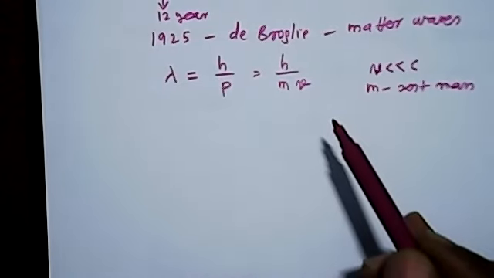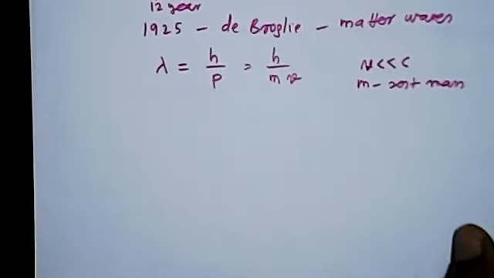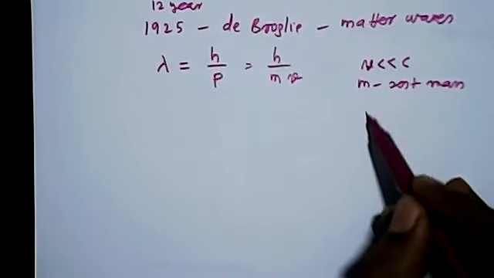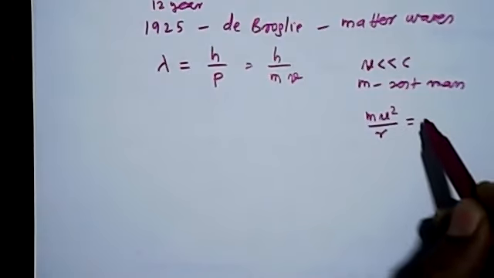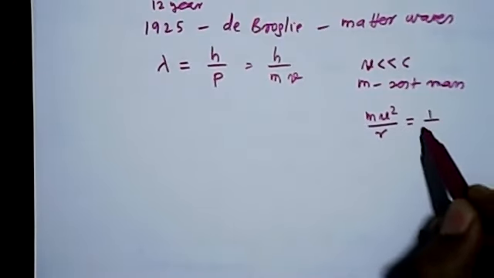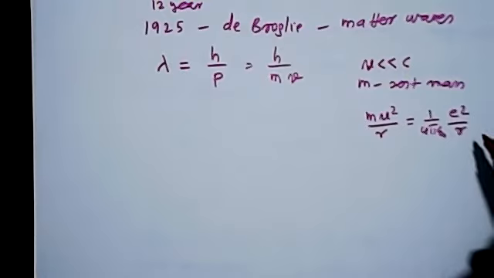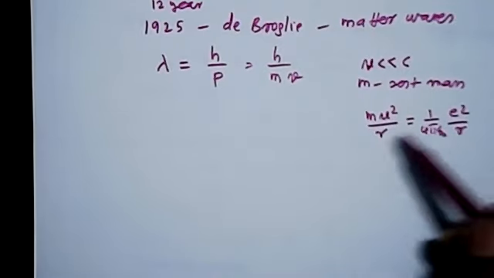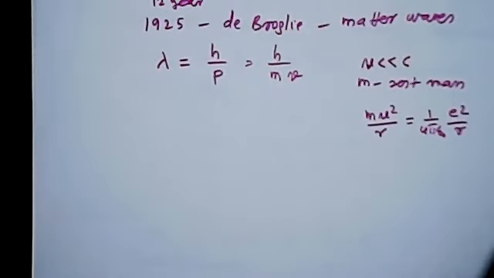Now we have already learned some of the equations previously, by comparing the centripetal force mv square by r with the Coulomb force 1 by 4 pi epsilon 0 e square by r square. Comparing the Coulomb electrostatic force and the centripetal force, which are balanced, the electron revolves in a stable orbit.